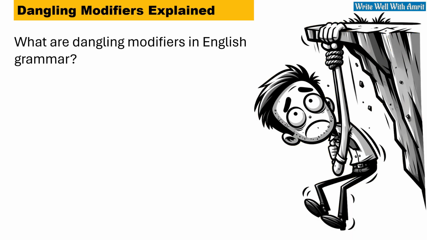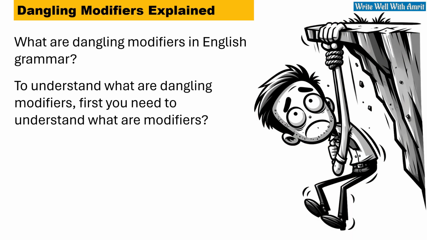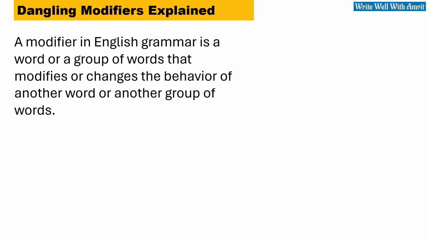What are dangling modifiers in English grammar? To understand what are dangling modifiers, first you need to understand what are modifiers. A modifier in English grammar is a word or a group of words that modifies or changes the behavior of another word or another group of words.